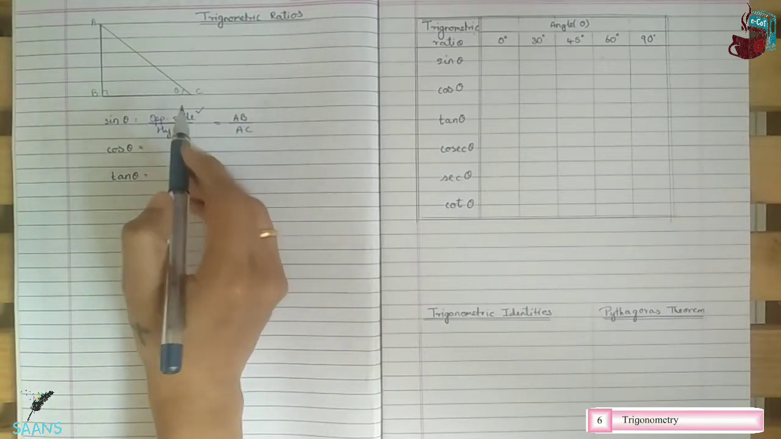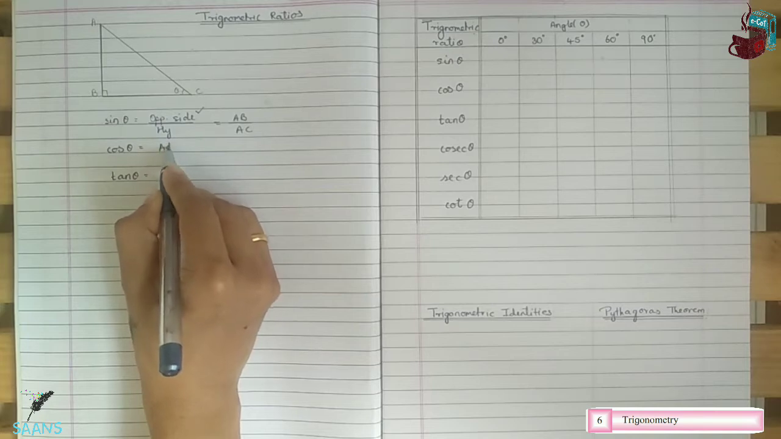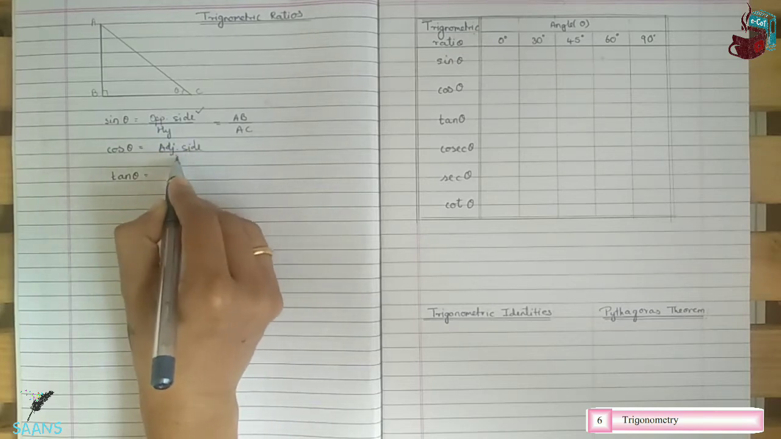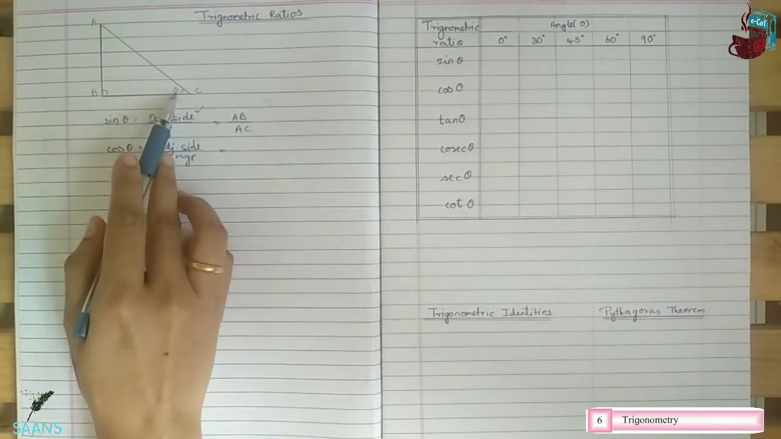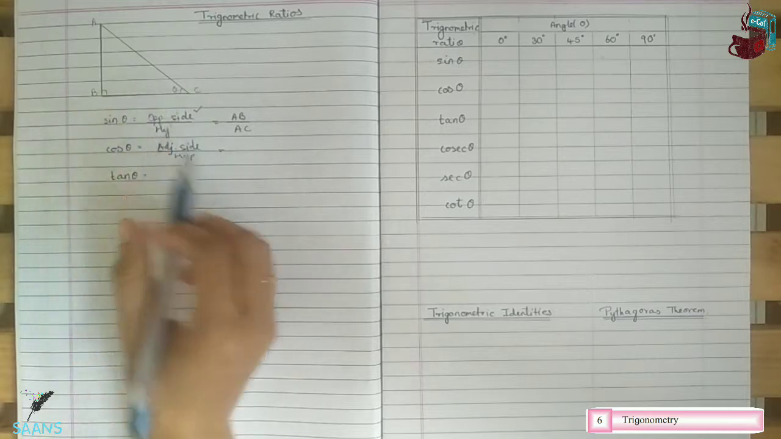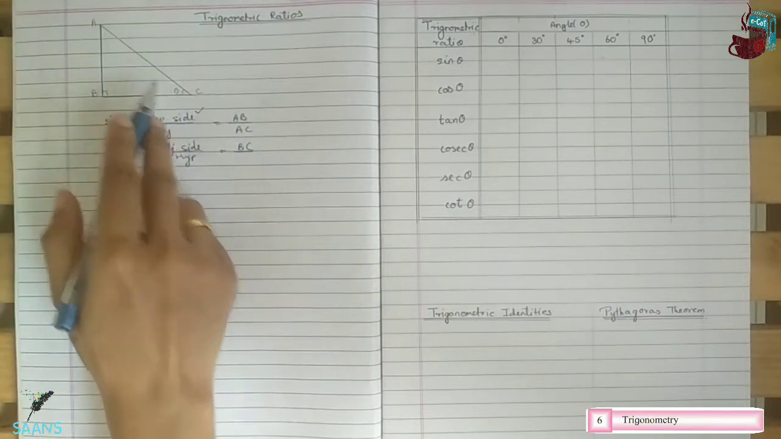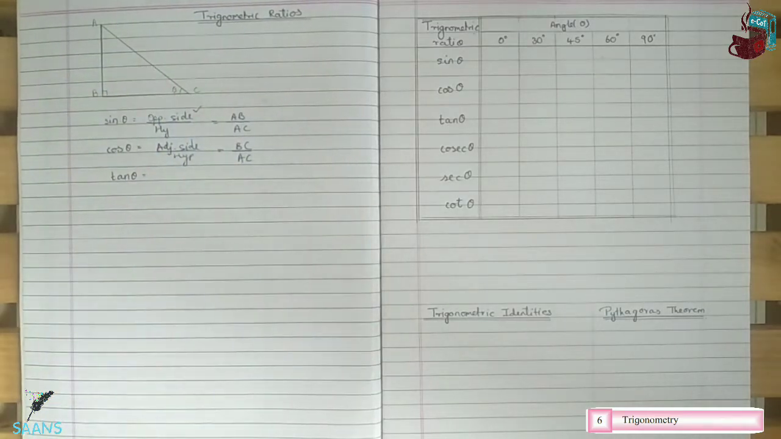Similarly, now cos theta is adjacent side upon the hypotenuse. Now adjacent side for theta is BC, and hypotenuse is again AC. So that is your hypotenuse.